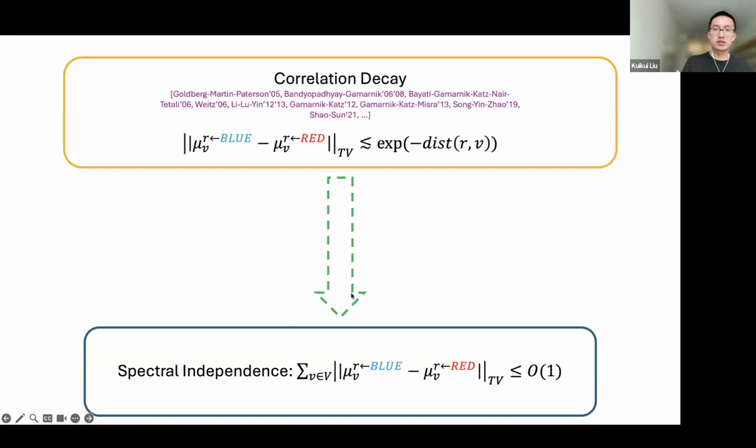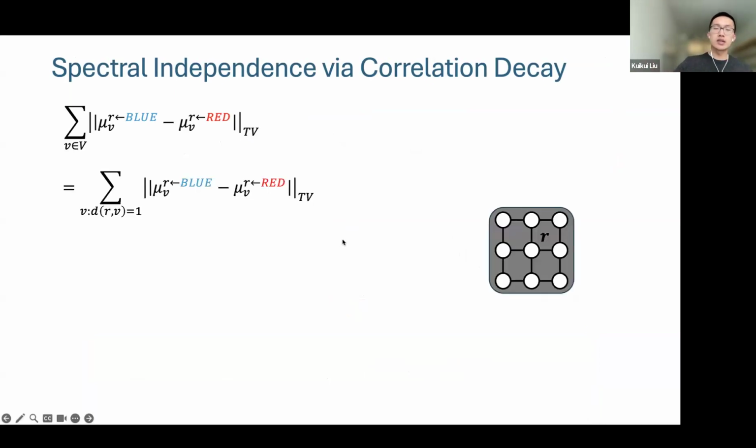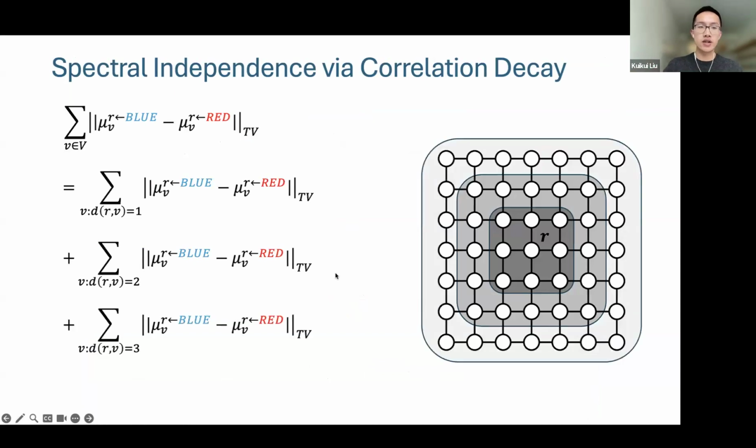And basically the claim is that correlation decay is going to imply spectral independence for us. This is the arrow that we would like to deduce. And just to get a sense of why correlation decay should be relevant, imagine now we're trying to bound the spectral independence, right? We're trying to bound the sum of influences. Well, what I can do is break this sum into a sum over vertices at various distance scales away from this vertex R.